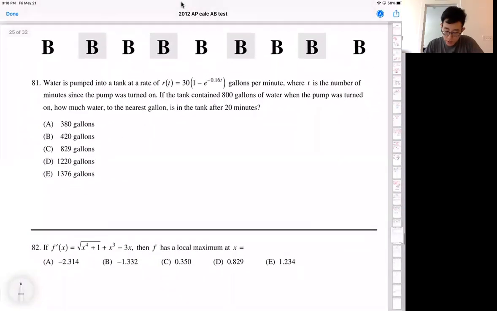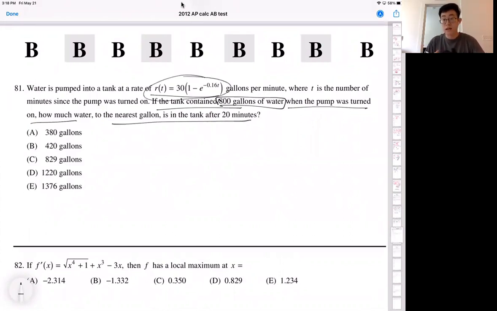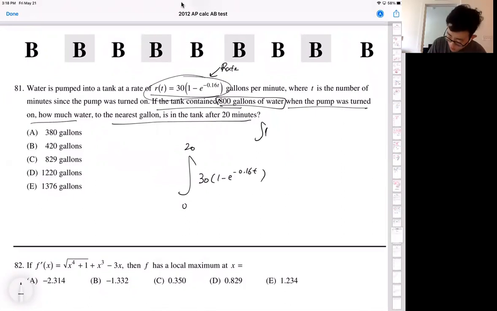Number 81, water is pumped into the tank at a rate of that. So in the beginning, they have 800 gallons of water when the pump was turned on. How much water, to the nearest gallon, is in the tank after 20 minutes? This is an integration problem. You have a rate. You want to find out how much water is pumped into the tank. From 0 to 20 minutes, the first 20 minutes after the water is turned on, that is the rate at which the water is being pumped in.